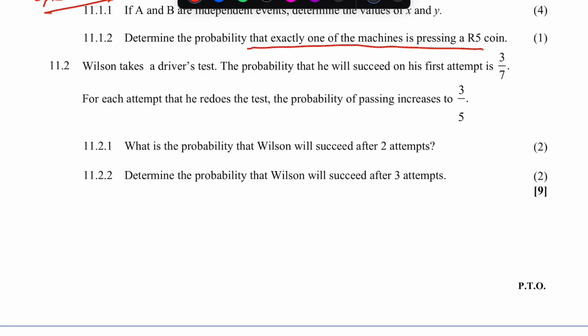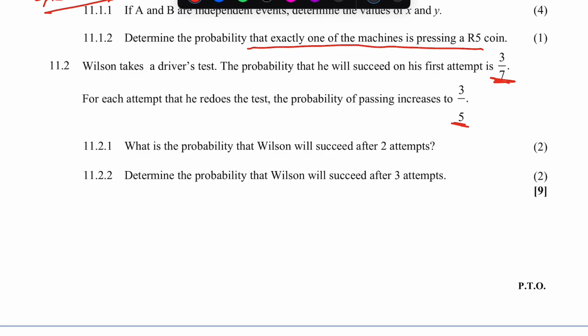Okay, question number 11.2. Wilson takes a driver's test. The probability that he will succeed in his first attempt is 3/7. And then for each attempt that he redoes the test, the probability of passing increases to 3/5.